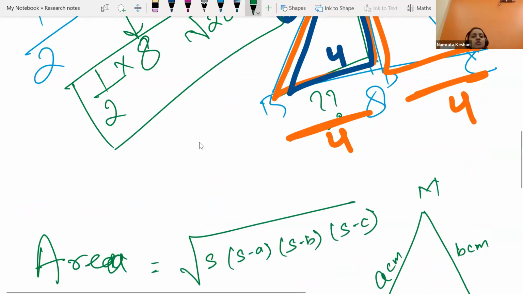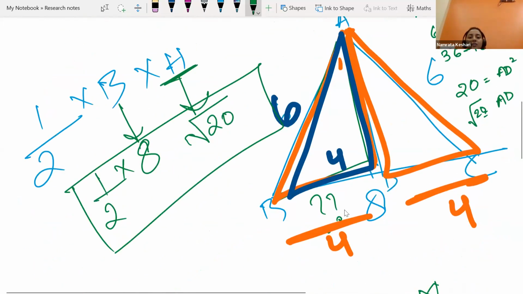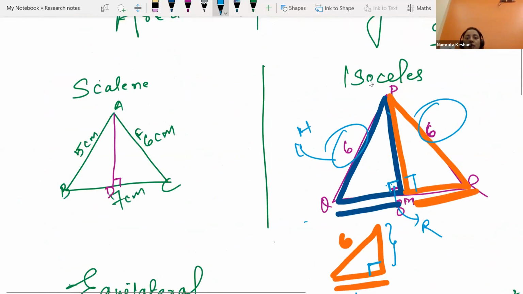Is it true? Let's check for our isosceles triangle. Let's use Heron's formula over here. I'm just scrolling up. Here we have taken a triangle where one side is 6, another side is 6, and another side is 8. We had a triangle 6, 6, 8.